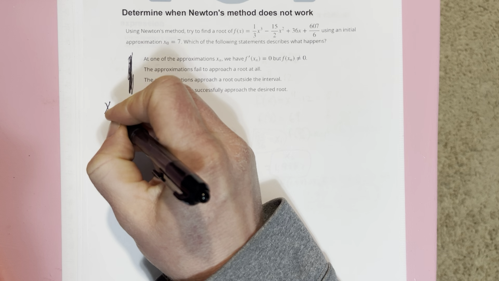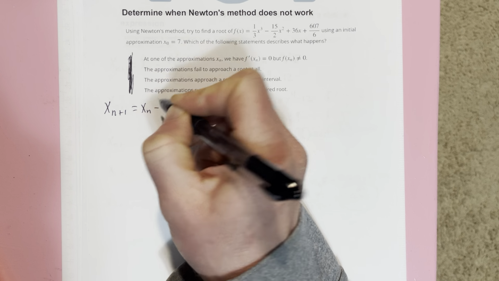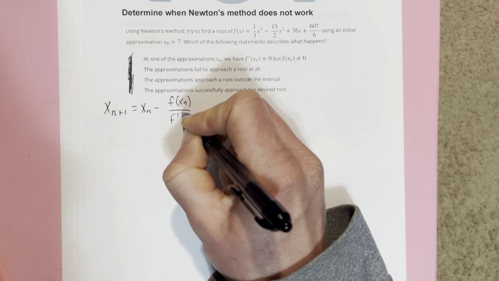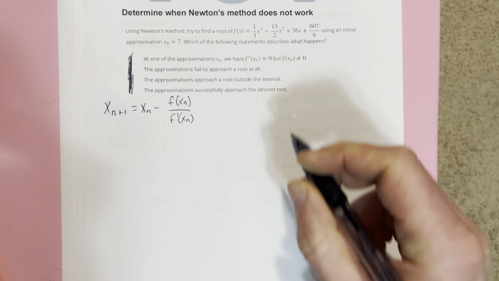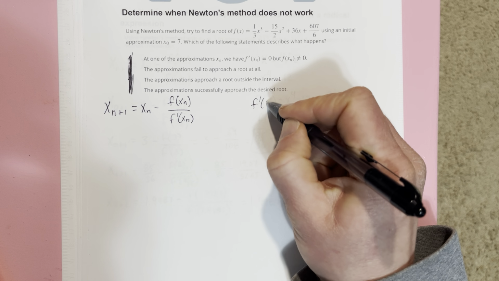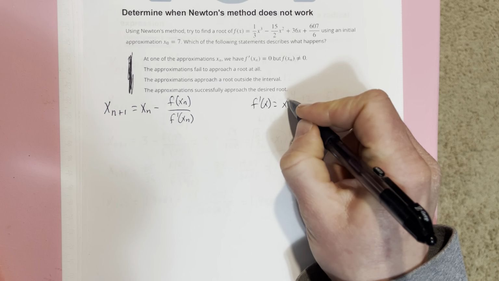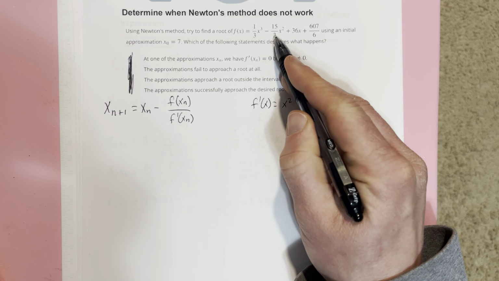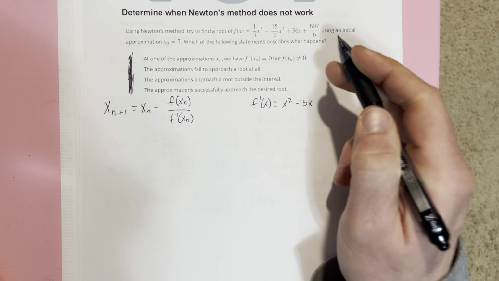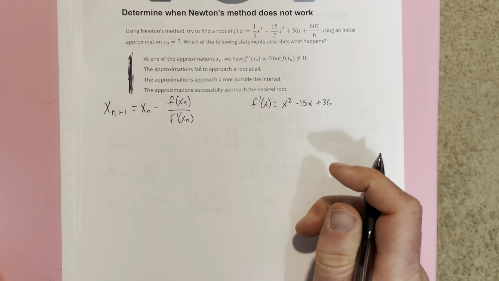So Newton's method is x sub n plus 1 is equal to x sub n minus f of x sub n over f prime of x sub n. I'm going to take the derivative of this function right away because we're going to need it. We bring the 3 to the front, that cancels the 1/3, we get x squared. Bring the 2 to the front, that cancels the denominator, we get minus 15x. Derivative of 36x is 36. So now we're going to plug these equations.